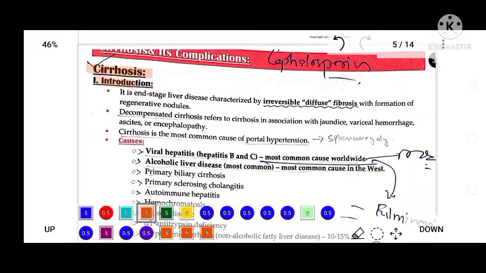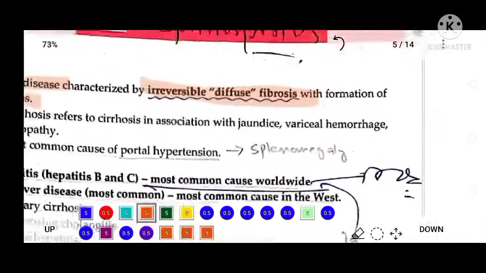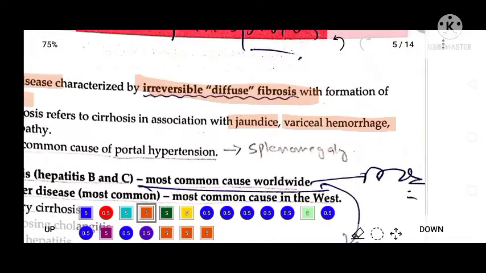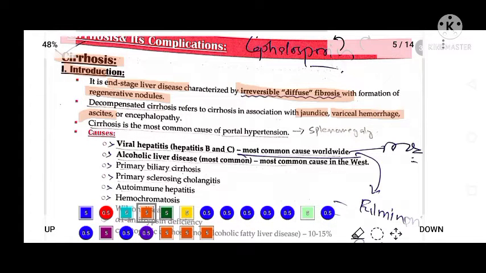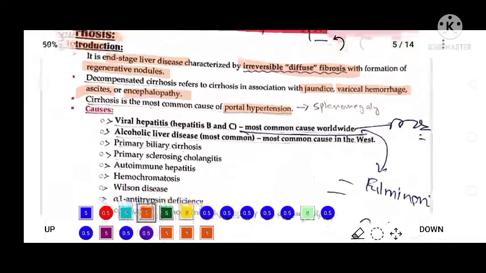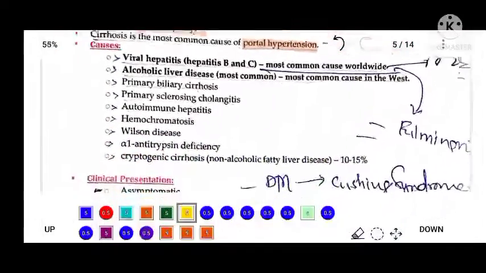Cirrhosis is end-stage disease characterized by irreversible diffuse fibrosis with formation of regenerative nodules. Now, in cirrhosis, what happens? There are certain signs like jaundice, variceal hemorrhage, ascites, encephalopathy, along with portal hypertension. So these are specific findings in cirrhosis.